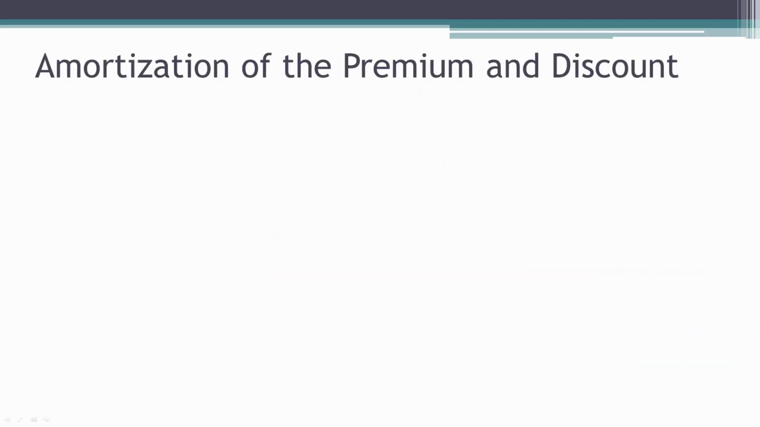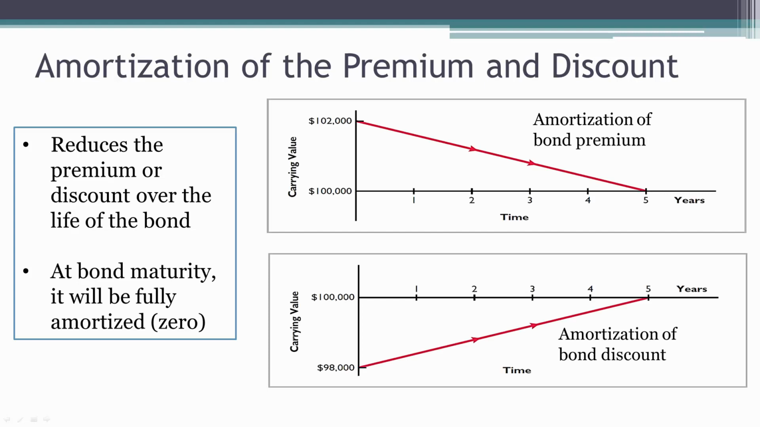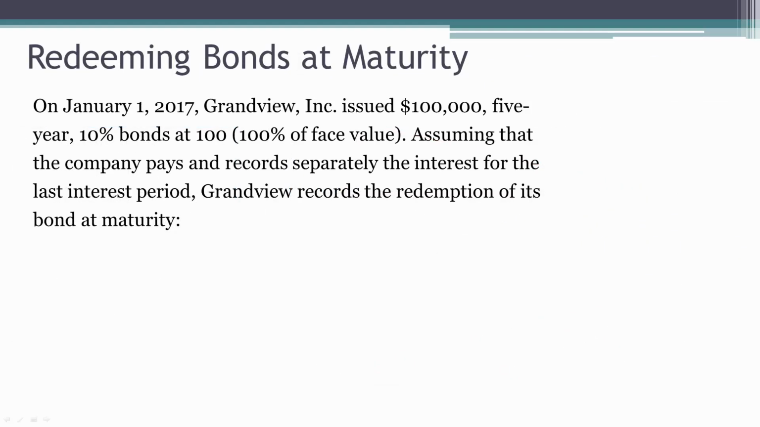And so before we can look at the journal entries for redeeming bonds, we need to first look at the amortization of the premiums and discounts. As you know, bonds are issued either at a premium or a discount. And then over the life of the bond, we amortize those premiums and discounts. Once the bond reaches maturity, those premiums or discounts will be at a zero balance. And so if we redeem a bond at maturity, you do not have to worry about any remaining premium or discount.